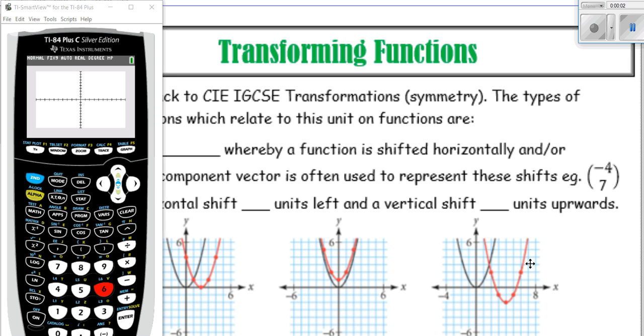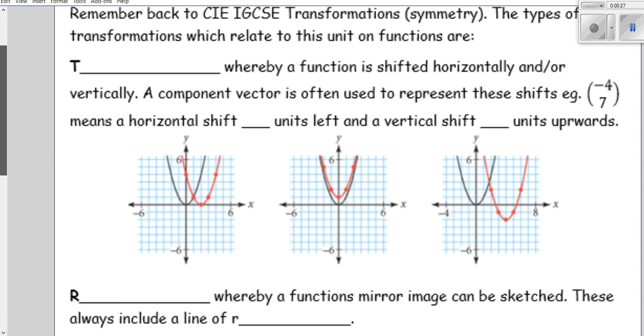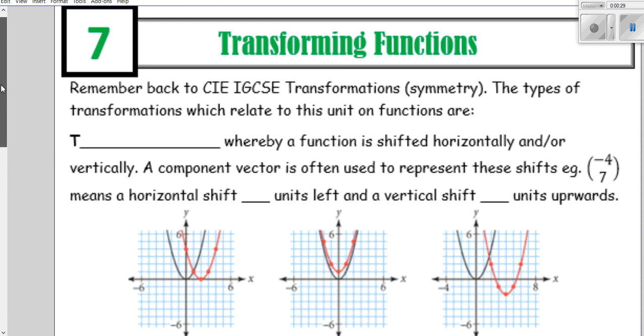Transformations, kind of moving things up and down, sideways, stretching them out, flipping them upside down, and that kind of thing. So you might want your graphing calculator, because it might be handy to graph some of these here and there so you can see the transformations for real. Transformations relate a bit to year 11 and 10 symmetry. So some of the phrases that you'll be using are similar to what you would have used in symmetry. So remember back to CIE, GCSE transformations.